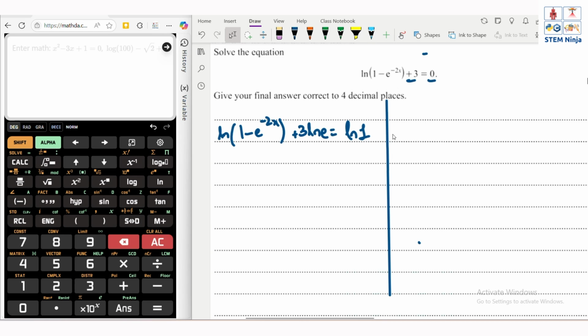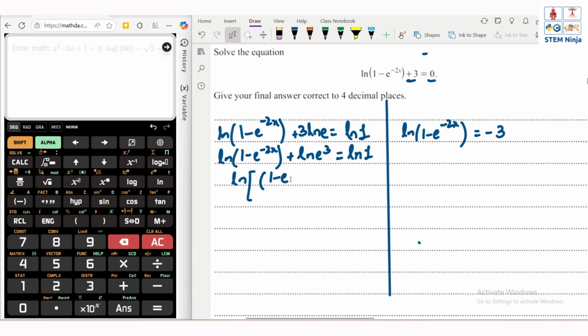The other method is to take minus 3 on the other side. So ln(1 - e^(-2x)) equals minus 3. Now, when we simplify both of these, we will get the same expression. So let's see. So this remains as it is, minus 2x. This becomes ln e cubed, and let's keep ln 1 as it is. And now we can bring these two summands together using the laws of logarithm. So ln((1 - e^(-2x)) e^3) equals ln 1.